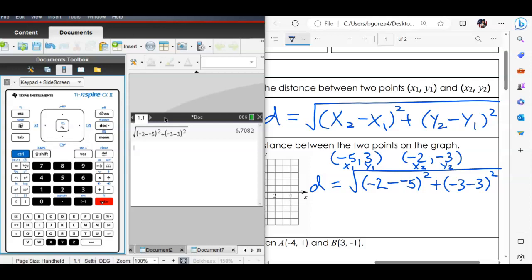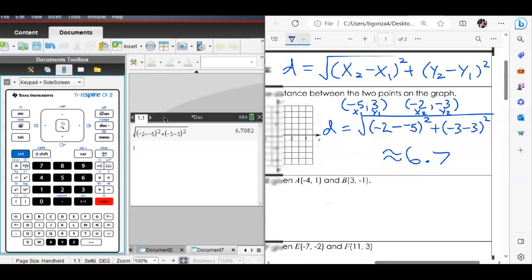Okay? Let's write this down. Go ahead and put the equal sign with the squiggles. Squiggle equals means about 6.7. About 6.7.